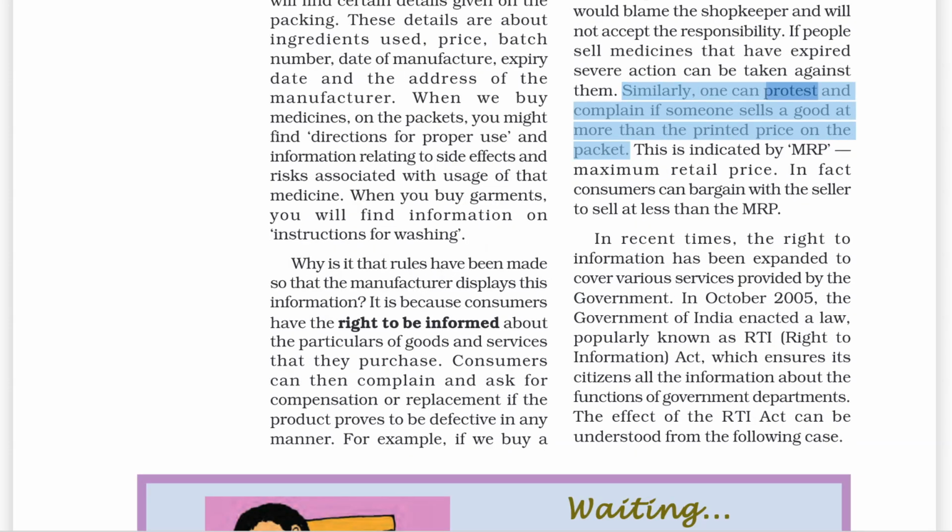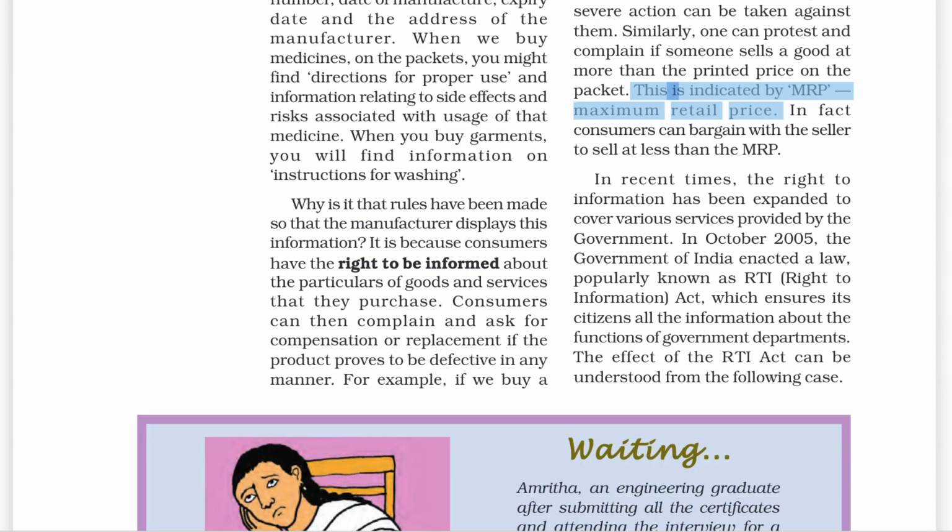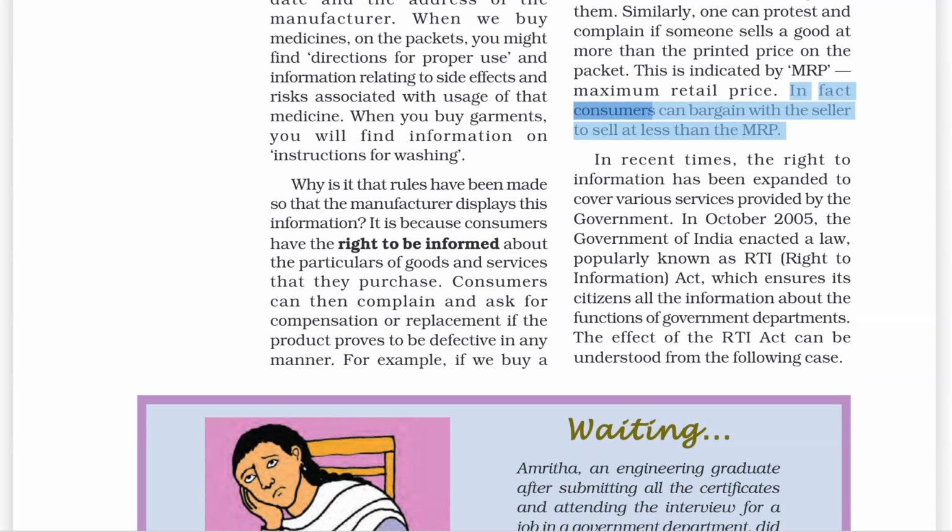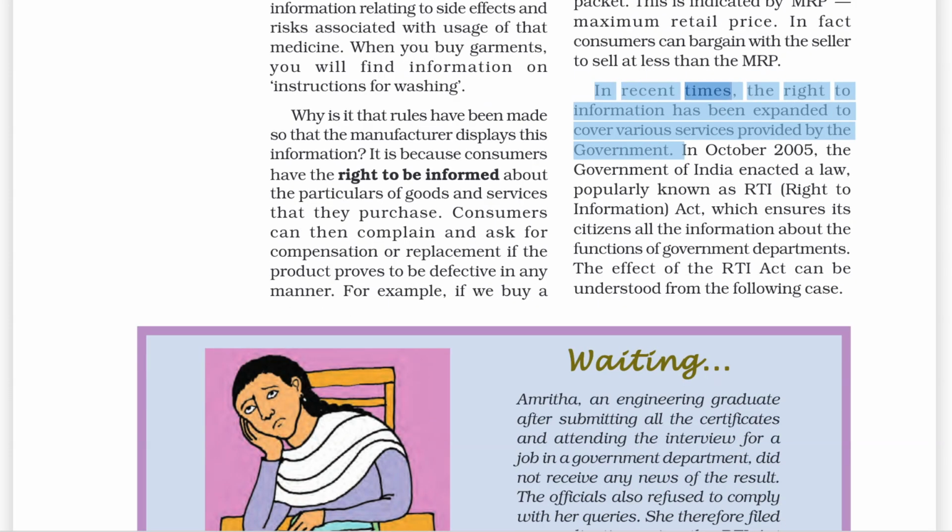Similarly, one can protest and complain if someone sells a good at more than the printed price on the packet. This is indicated by MRP, maximum retail price. In fact, consumers can bargain with the seller to sell at less than the MRP. In recent times, the right to information has been expanded to cover various services provided by the government.